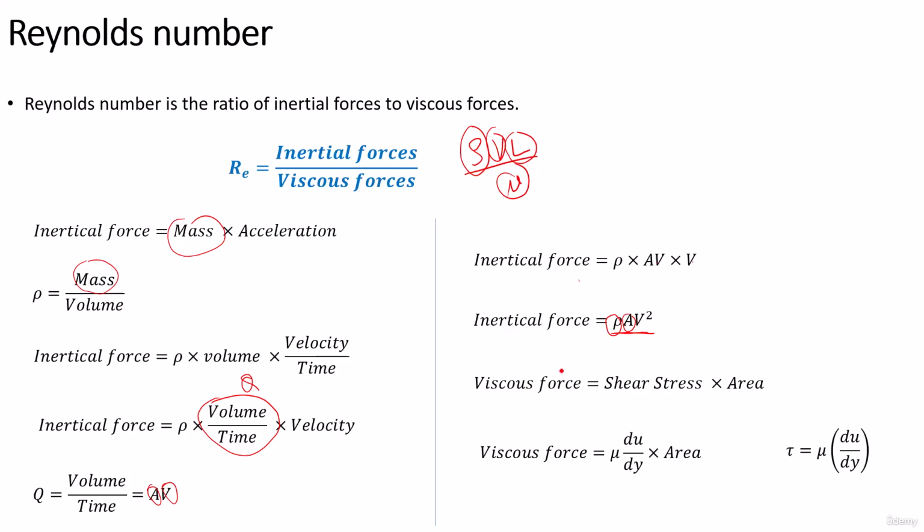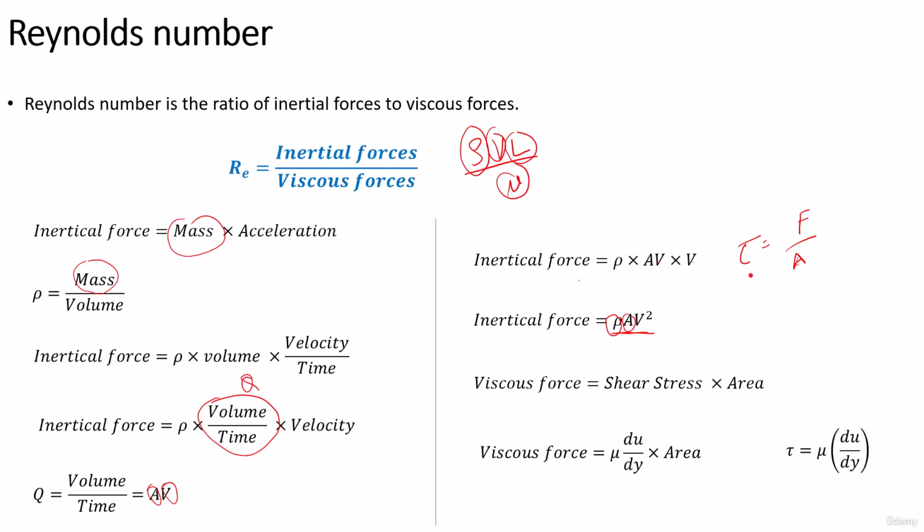And we know that the viscous force is the shear stress into the area, because the shear stress is equal to force upon area. This is the same as pressure, but there is a difference in how the effect is there. Okay, so now I can write it down.